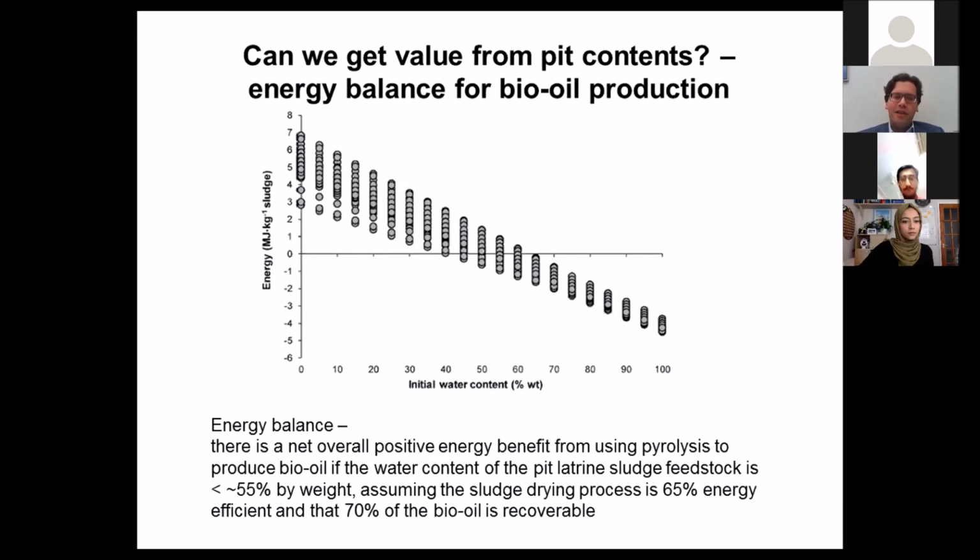We showed that you have to be quite clever about drying the sludge before you put it into the pyrolysis, and achieve less than 55% water content of the waste if you're going to have a net benefit in terms of the energy recovery from the pyrolysis. So it's important to do a bit of experimentation before you try it out at full scale, with a simple back of the envelope calculation, to make sure whether it's actually going to produce enough net positive energy for you or not.